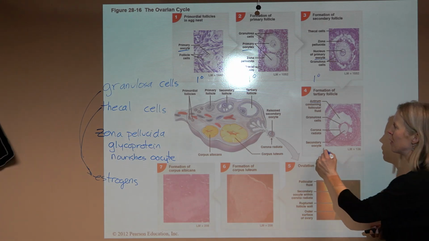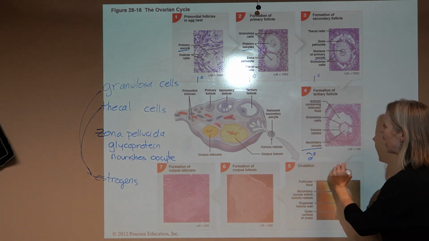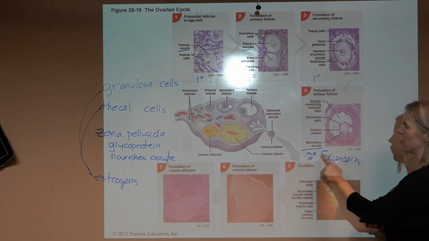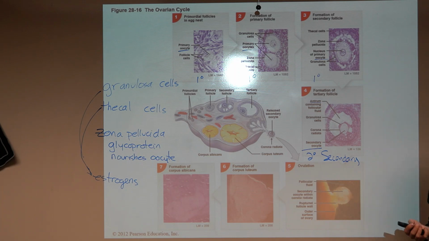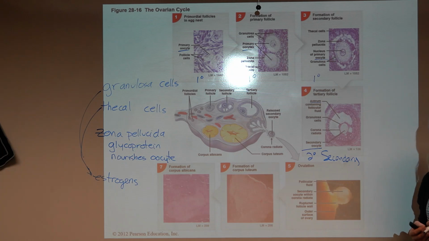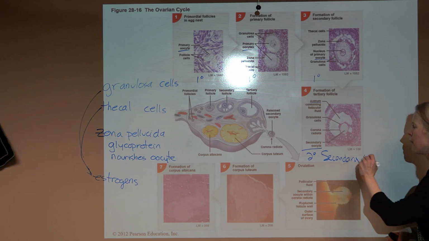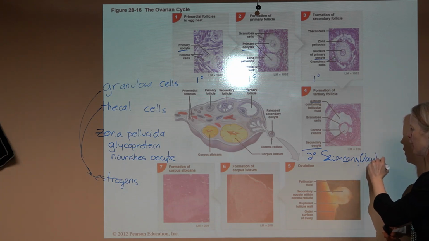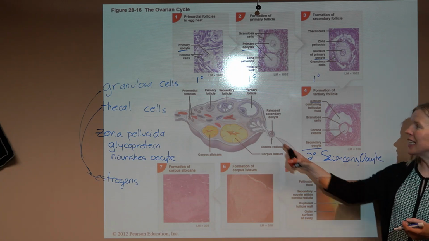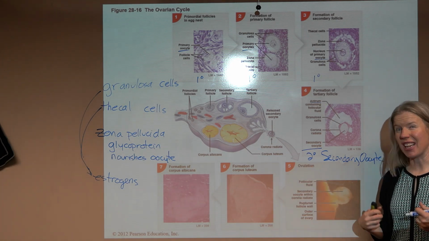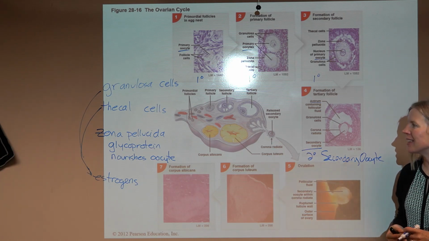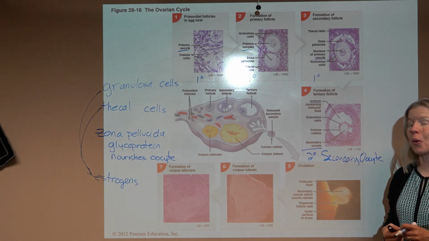The big deal here is that we finally have a secondary oocyte, so that's just the abbreviation for secondary, which means we've now completed meiosis 1. So we have a secondary oocyte and one of those polar bodies. On day 14, this tertiary follicle is actually going to rupture. The surface of the ovary rips open, and this secondary oocyte is going to be released.